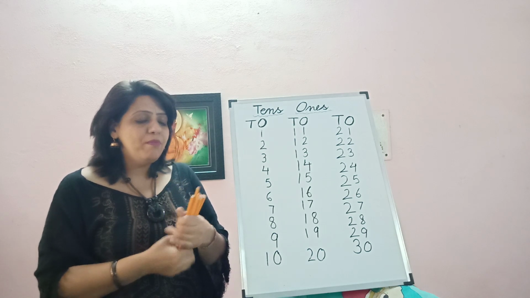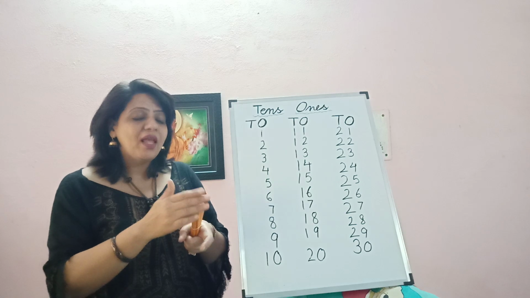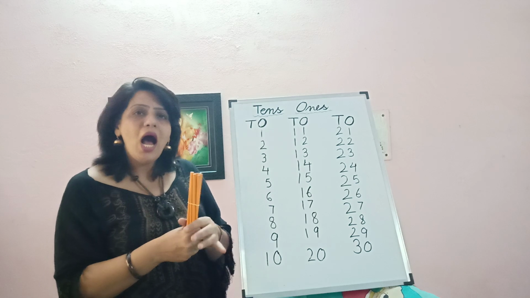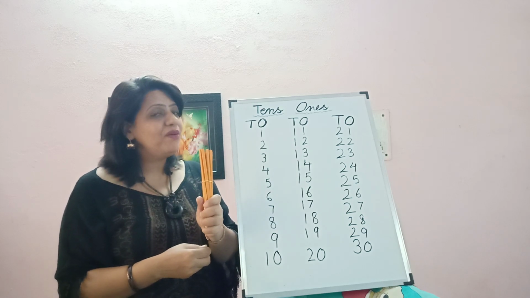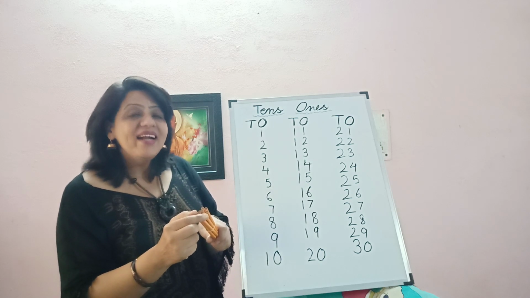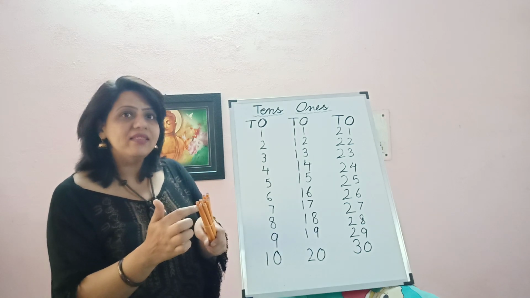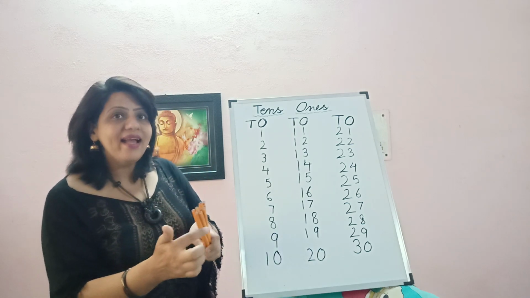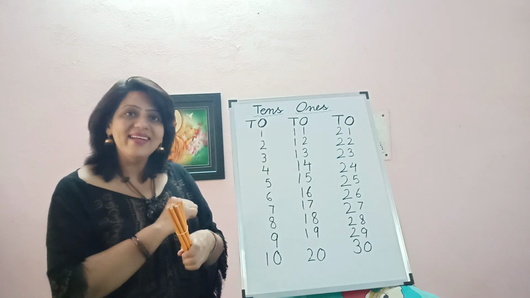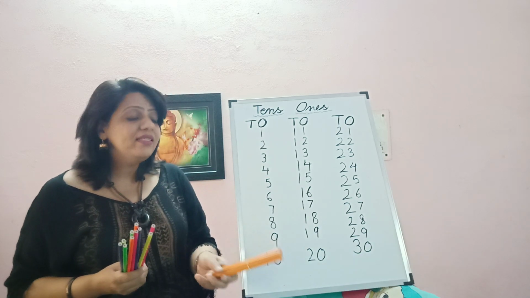Now see, I am going to do a magic. I will tie these pencils. I had 10 pencils. I have tied them. Now how many bunches of pencils do I have? One bunch. And how many pencils are these? 10 pencils. So this is one bunch of 10 pencils. This is 1 tens. Similarly, we can take a few more examples.